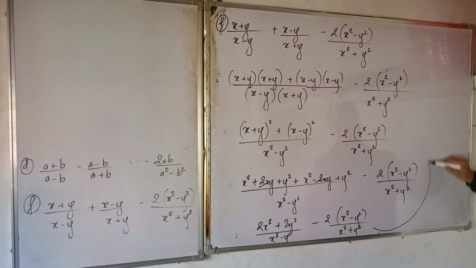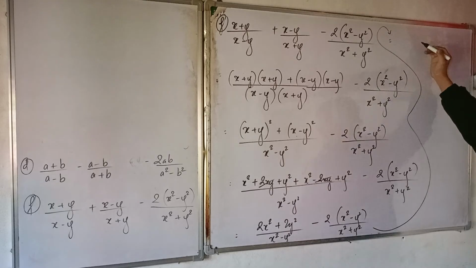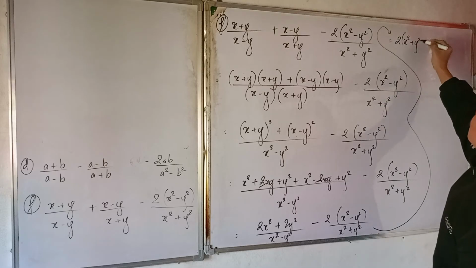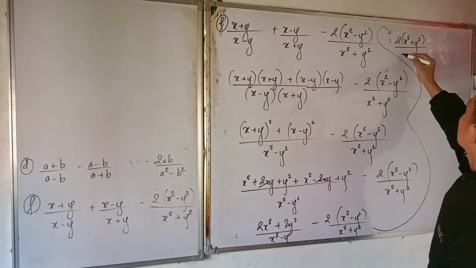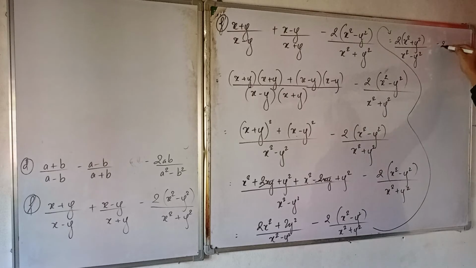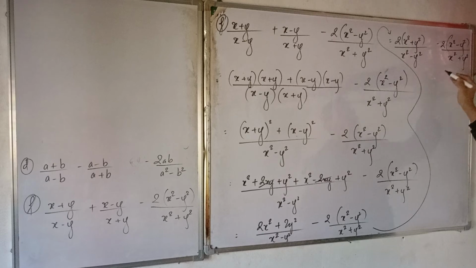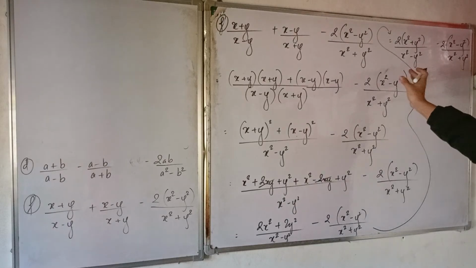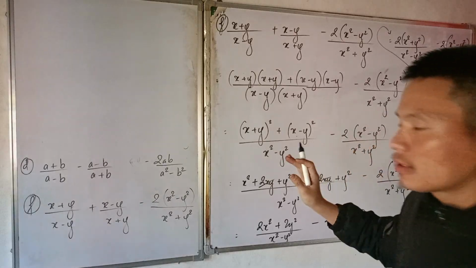Now I'll start from here. From here you can take 2 common. If you want to take common, that's okay. If you don't want to take common and simplify directly by your own methods, that's okay, that also works. Now for the remaining, you just take the LCM here. I'll just start the simplification by taking the LCM from this part.